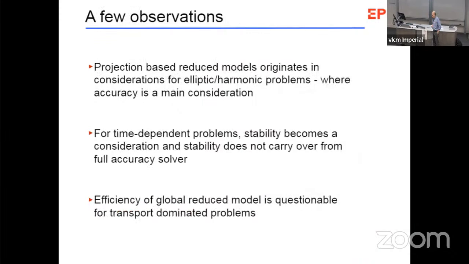So there are two questions I want to talk a little bit about. These projection-based reduced order models, which I outlined briefly, work extremely well if you do elliptic problems, harmonic problems. There's a lot of literature, a lot of interesting results. But once you go to time-dependent problems, the issue of stability becomes a concern, and the standard way of developing spaces doesn't talk about stability. The second question is that using a global basis to represent the solution is probably not a good idea, because you have this very slow decay of the Kolmogorov n-width, and therefore you need a very large basis, and then it becomes much less attractive.